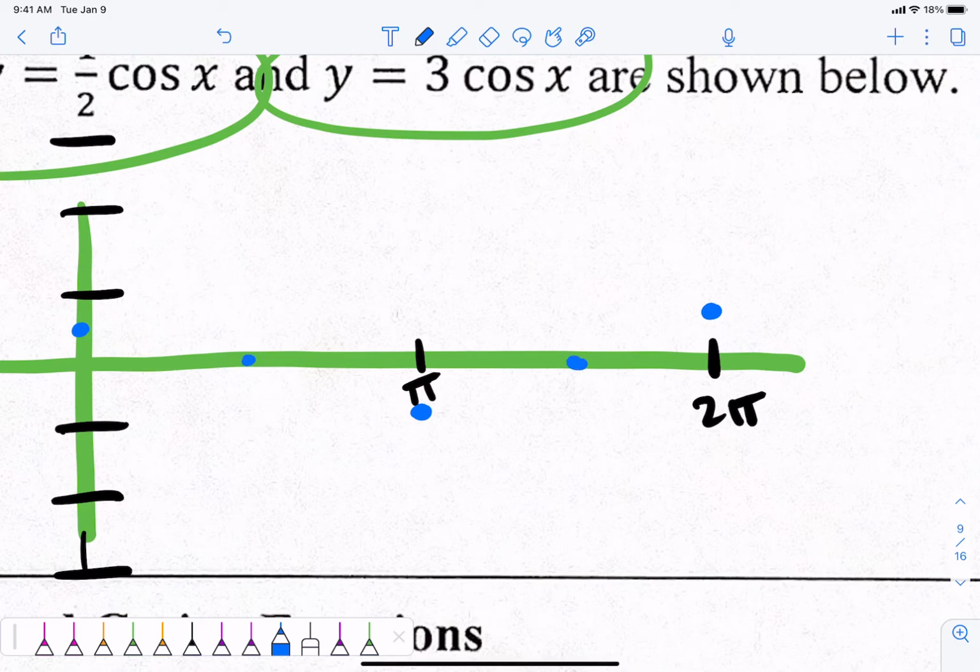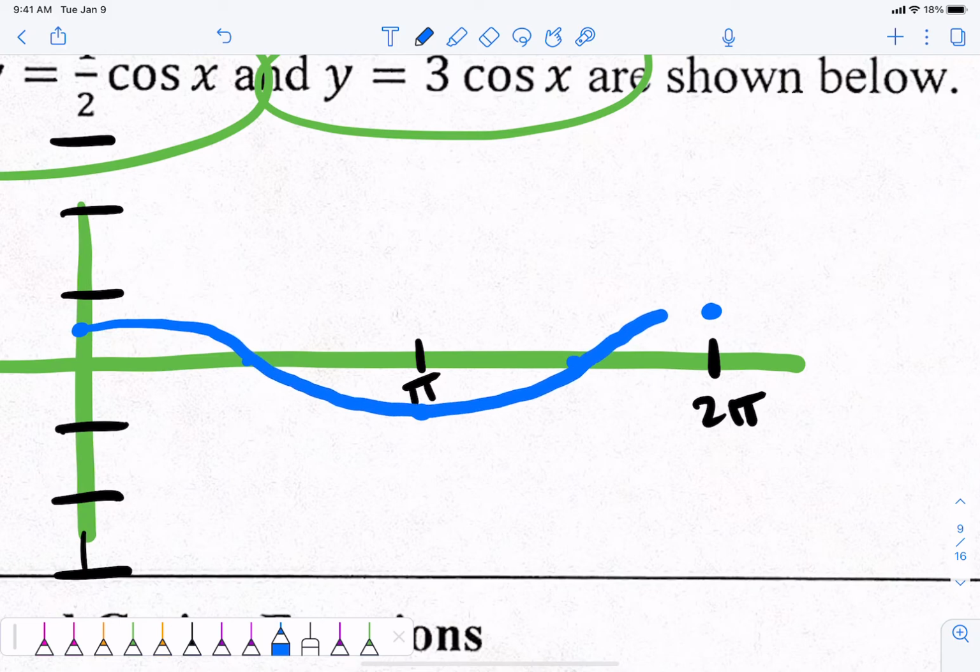I think it's helpful when you're graphing sine and cosine to graph those five dots and then make your cycle from that. Does that make sense? Graph those little dots. That's what it looks like. That's what my cosine value will look like. So it's really short. That's what the 1/2 does. It changes the amplitude.